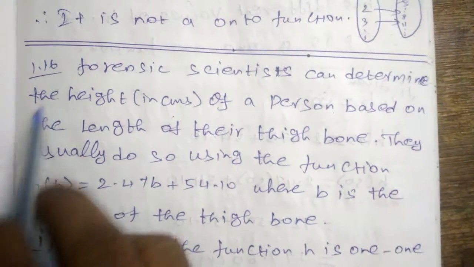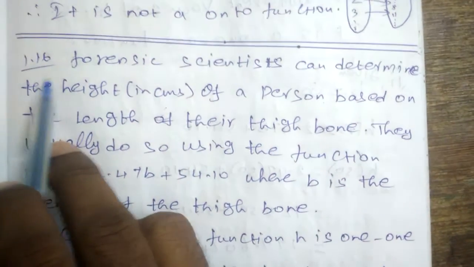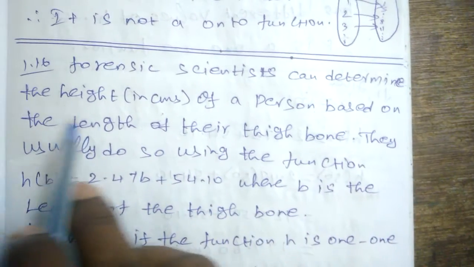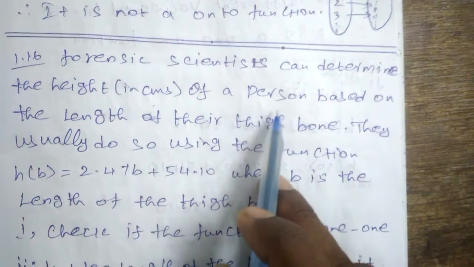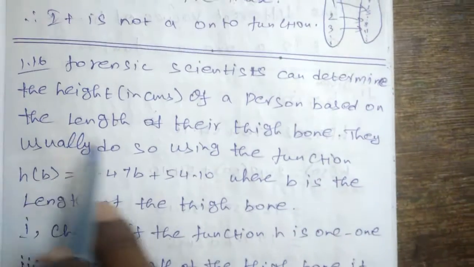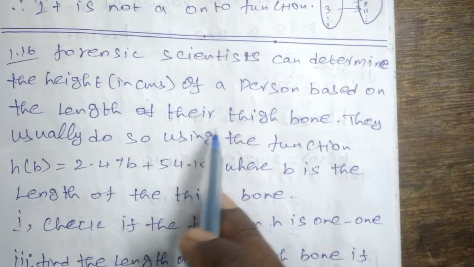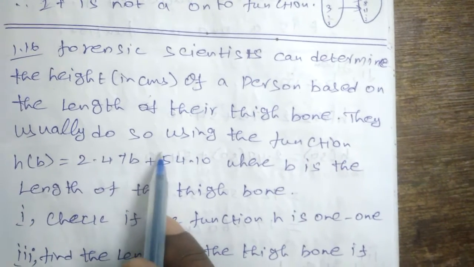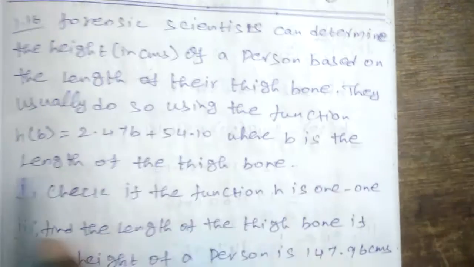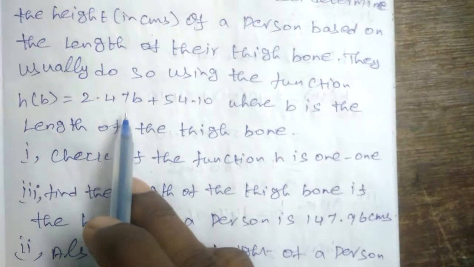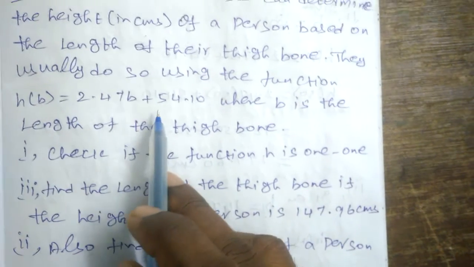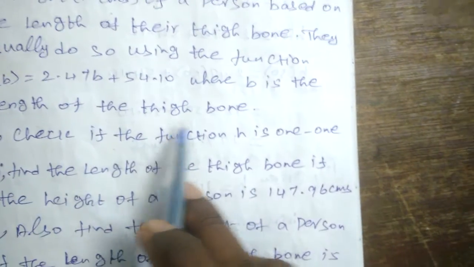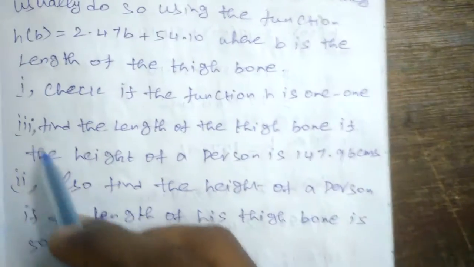Next, example number 1.16. The forensic scientist can determine the height in centimeters of a person based on the length of their thigh bone. They usually do so using the function h of b is equal to 2.47b plus 54.10, where b is the length of the thigh bone. They are asking three questions.